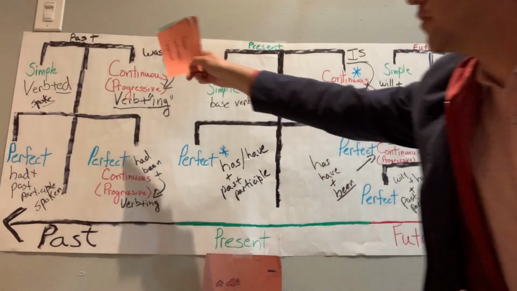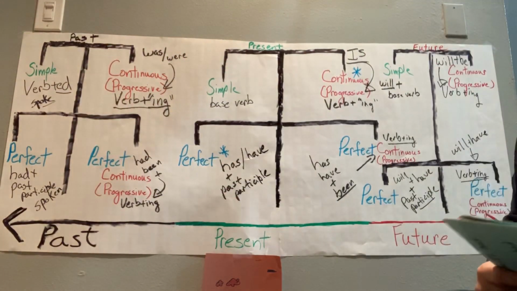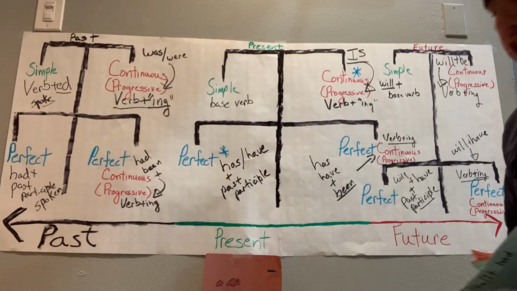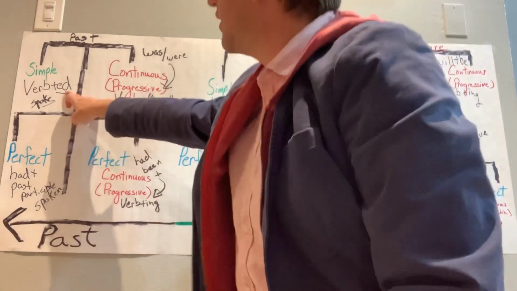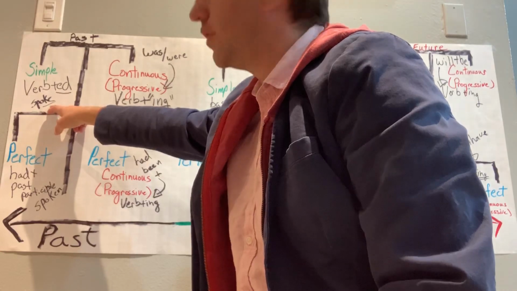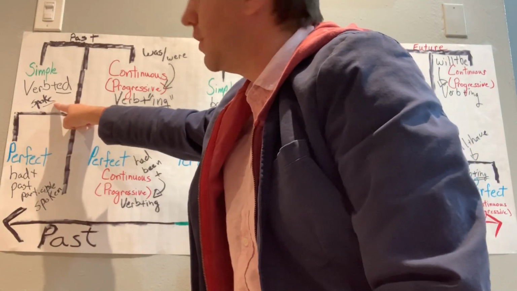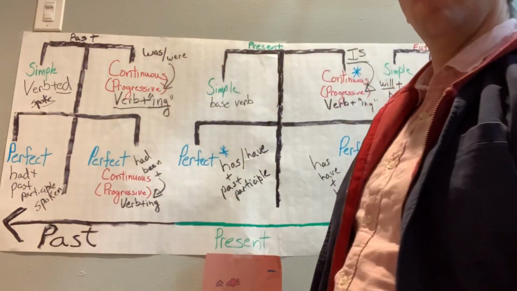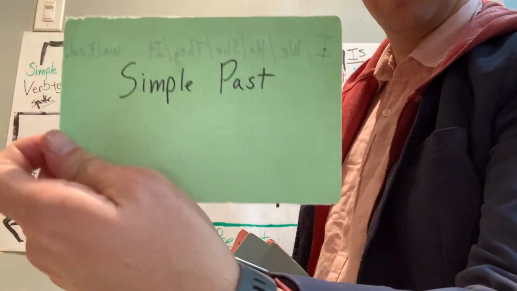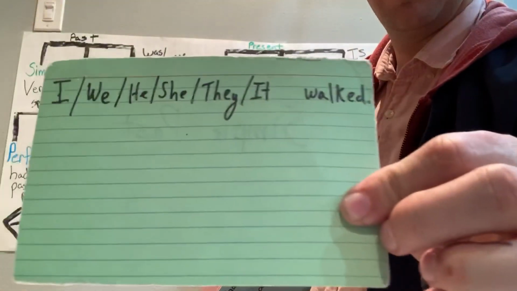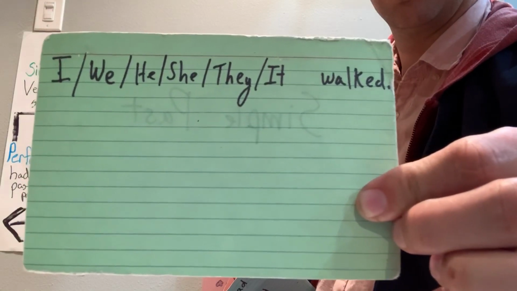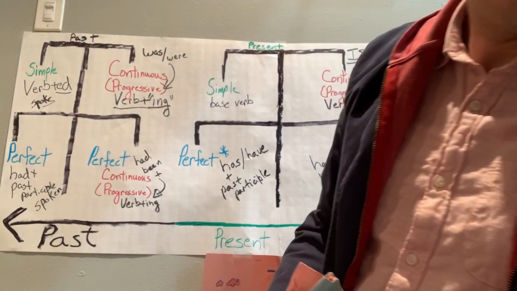To form the simple past tense, we need to change our verb and add the suffix ed. Or for irregular verbs, they change form completely, like the verb speak becomes spoke, or run becomes ran. All right, so simple past, I would say I, he, she, they walked.